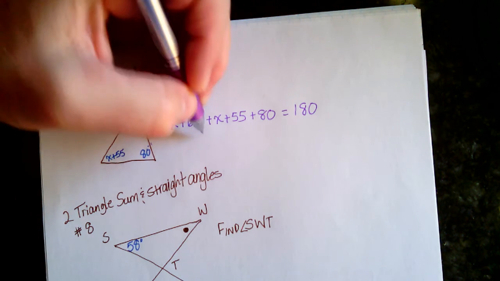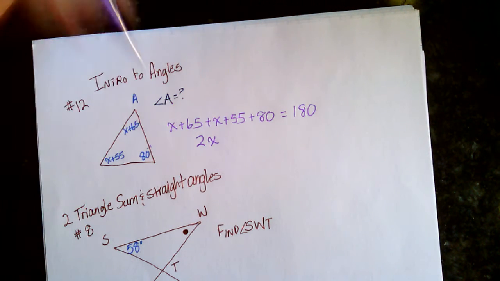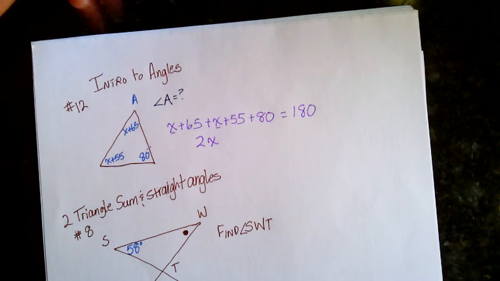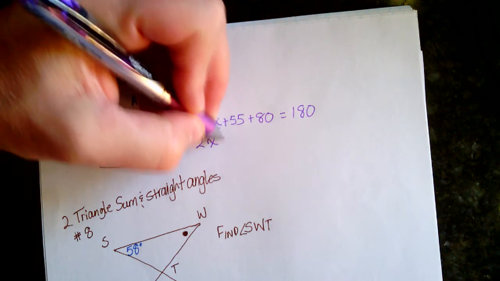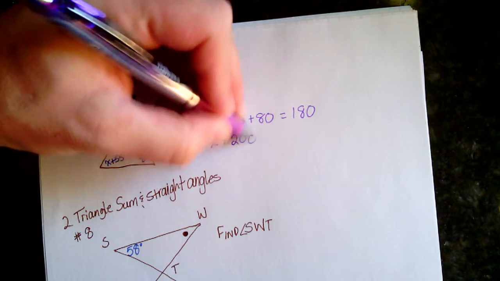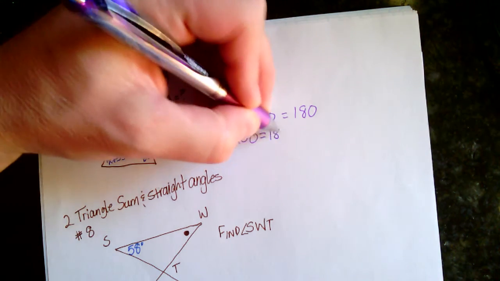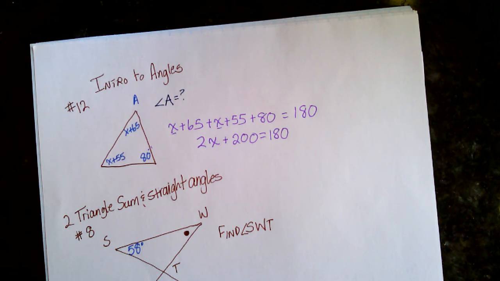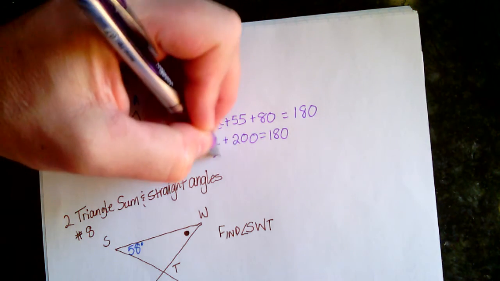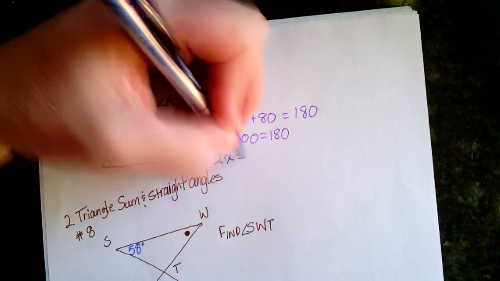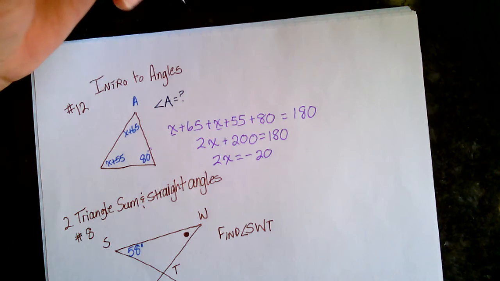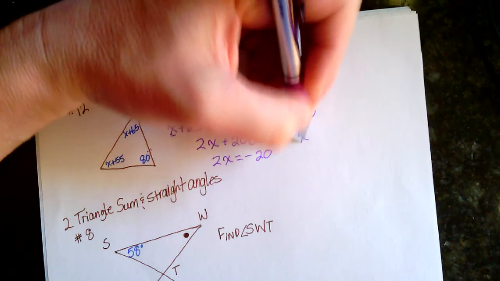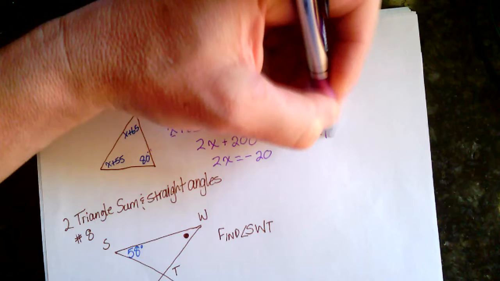So when I combine my like terms on the left side, I get my two x's from here and here. And then I combine 65, 55, and 80. That's going to give me 200. And that equals 180 degrees. So then when I subtract 200 from both sides, the 2x is equal to negative 20. So then my x value is equal to negative 10.